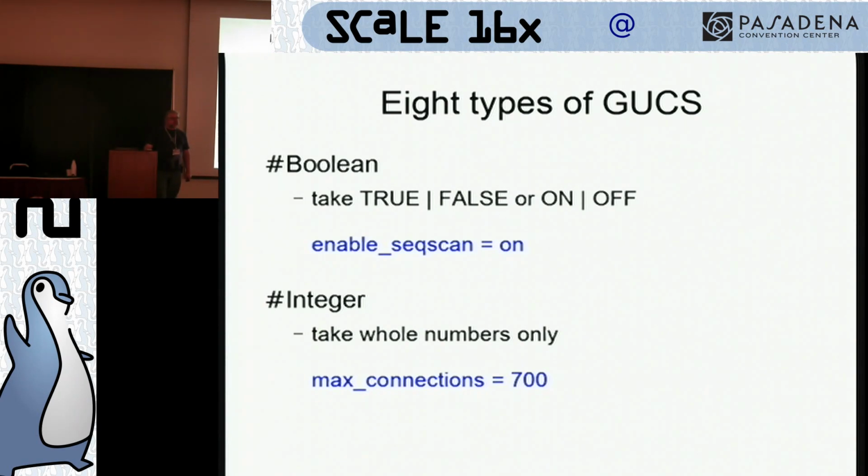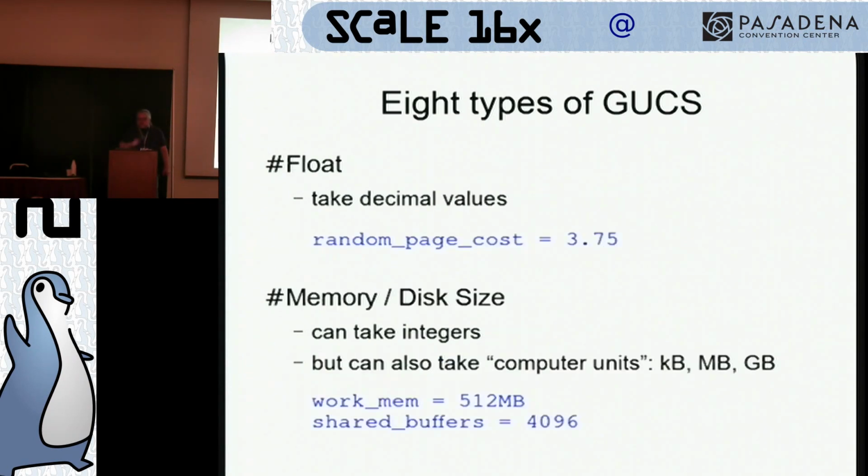Then there are settings that only take whole numbers because these represent something outside the database. For example, a count of connections will take whole numbers, which are integers. There are floats, and these take real decimal numbers, and these are often for performance tuning settings, which will take real numbers, etc.